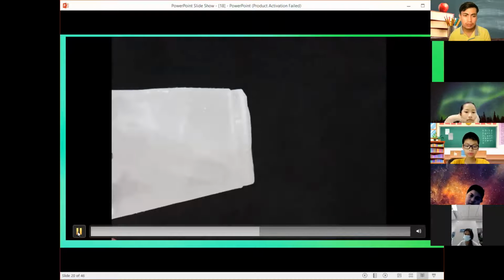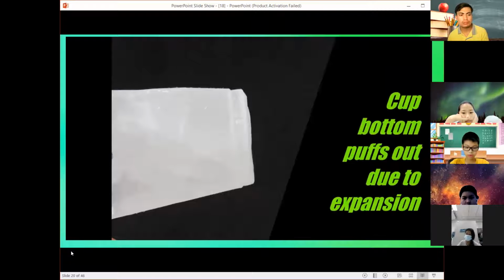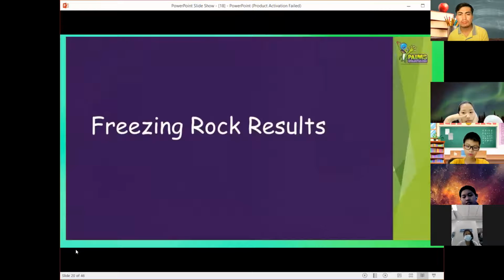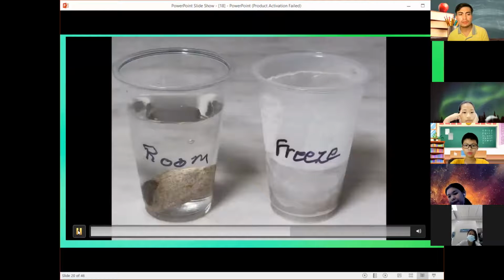You may also notice that the bottom of your cup is no longer flat. The ice expands in all directions as it freezes and sometimes puffs out the bottom of the cup. Remove your cup with the rock and water from the freezer. Has this cup been bent too?